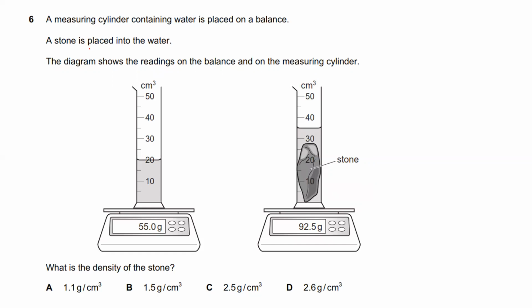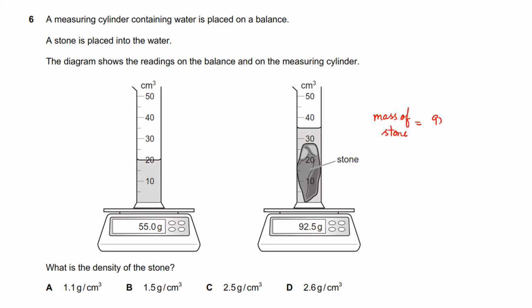A stone is placed into the water. The diagram shows the reading on the balance and on the measuring cylinder. So the question is, what is the density of the stone? We can see from here that the initial mass of water is 55 grams, and after the stone, it is 92.5. So we can find out the mass of the stone.